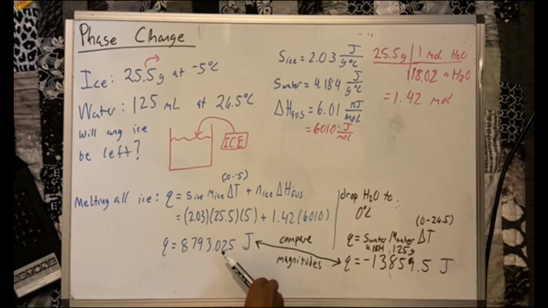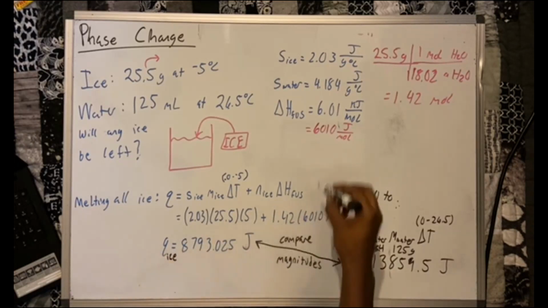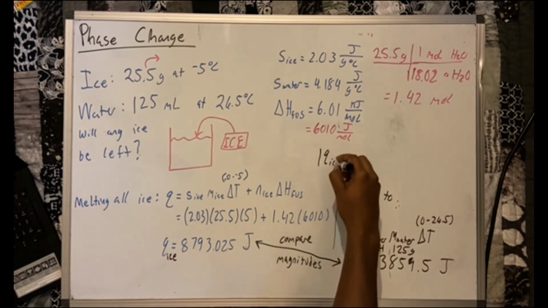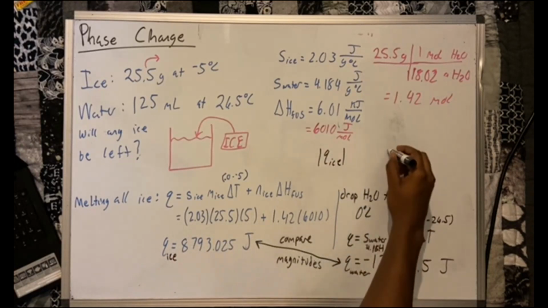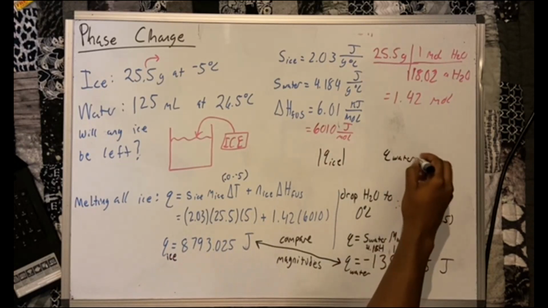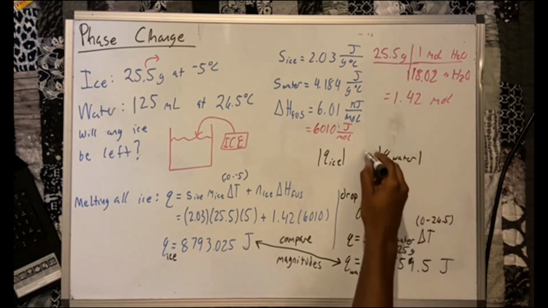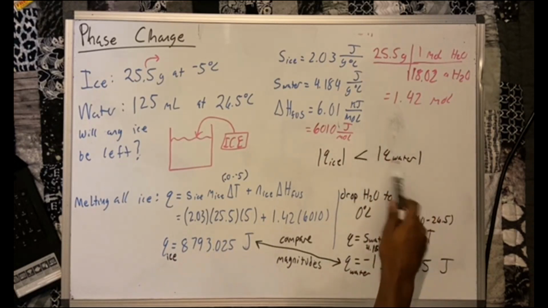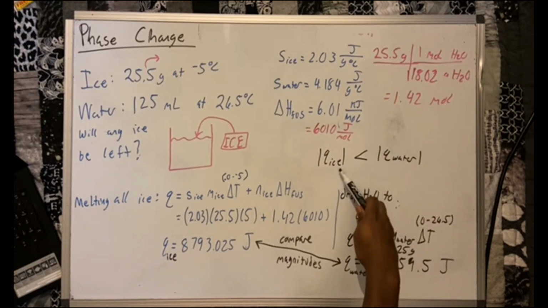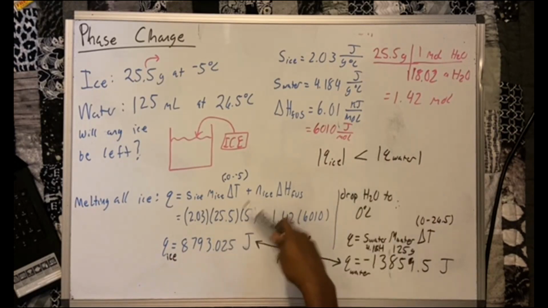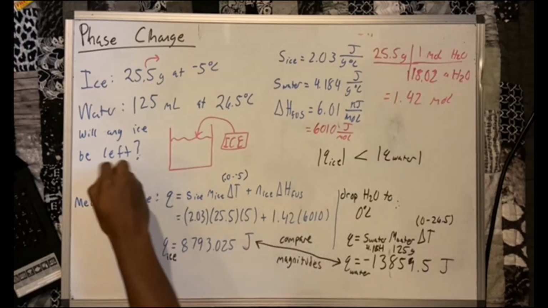Okay. So yeah, that's another question. Say that again. So you want to look at the absolute values of these. So let's say this is water, this is ice. When I compare, I want to compare the absolute value of Q ice to the absolute value of Q water. So in this case, our Q of water is greater than the Q to melt all the ice. So that means all of this ice is going to melt and you're not going to have any left. So the answer would be no.